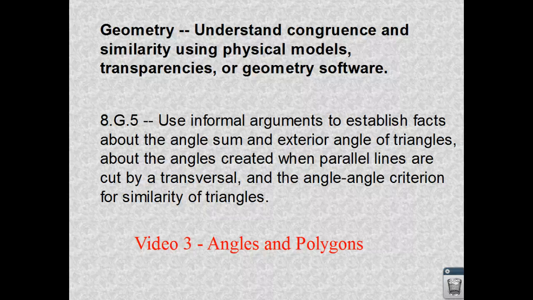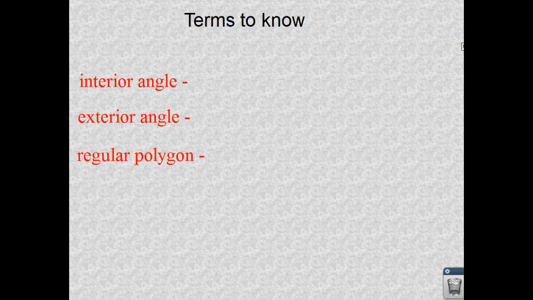Okay, 8G5. This is 8th grade geometry, standard 5, video 3. Today we're going to be talking about angles and polygons. We're going to be concentrating mostly on getting the sum of interior and exterior angles of given polygons. A few terms to know. I'd like you to copy these down and put these in your journals.